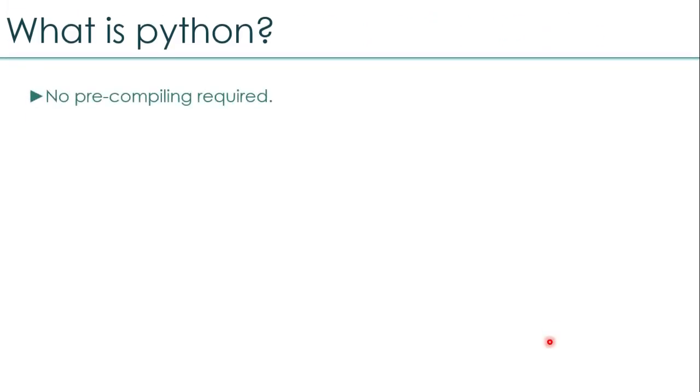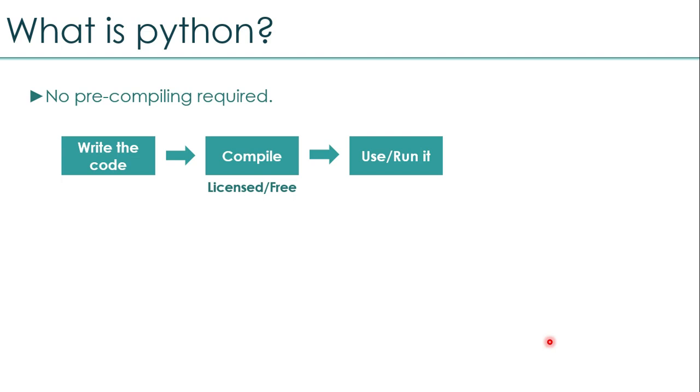Python requires no precompile. Whenever you have to write a code, you have to create some script. There are still 3 steps you have to do. Basically you have to write the code, you have to compile it, and then you have to run it, right? C++ or Fortran codes require a compiler actually. The compilers can be licensed or free also, but in our case Python doesn't require this compiling process, right? It's not needed.